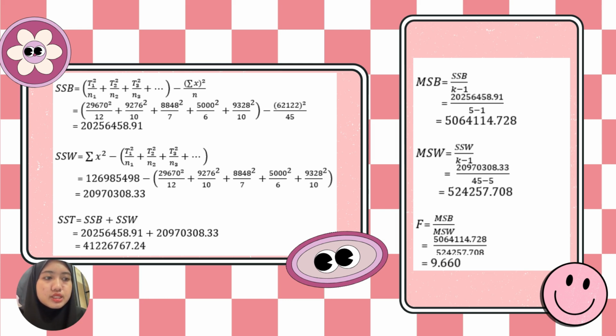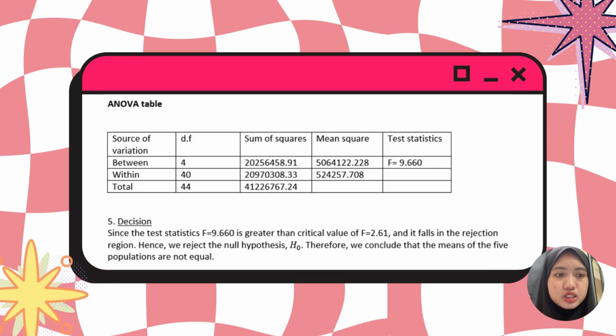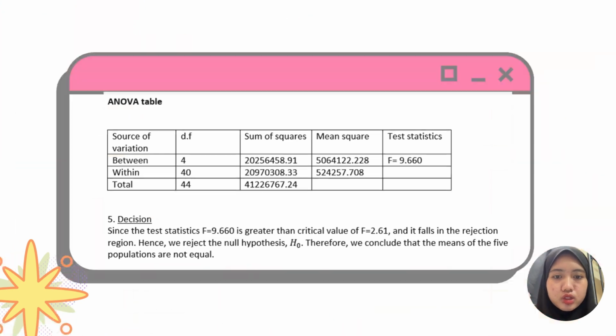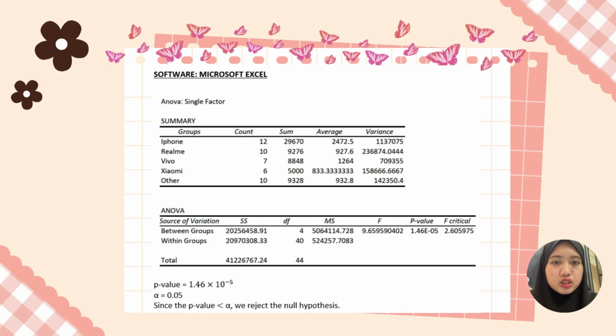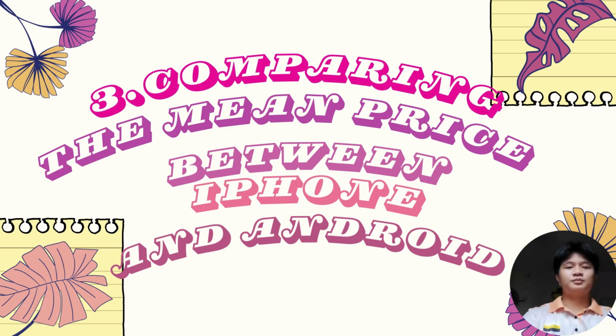We will get 9.66. The last step is to make the decision. Since the test statistic F is equal to 9.66, which is greater than the critical value of F, 2.61, it will fall in the rejection region. So we will reject the null hypothesis. Therefore, we can conclude that the means of the 5 populations are not equal. Another way, we can use Microsoft Excel. As you can see there, the p-value is less than alpha, so we will reject the null hypothesis.